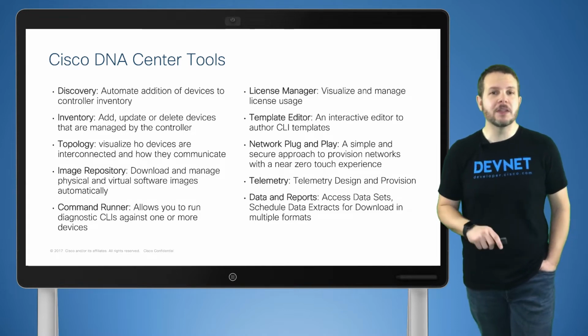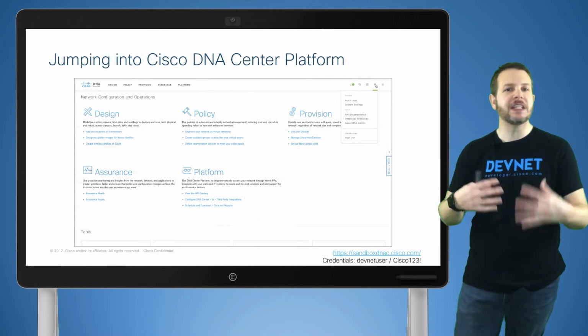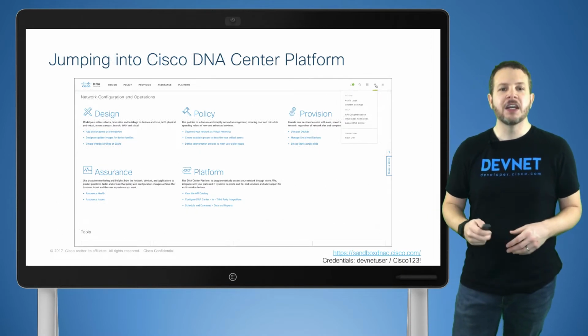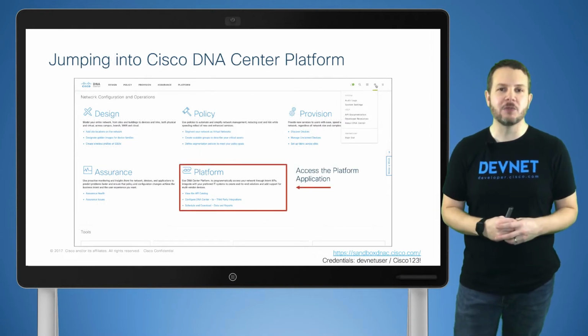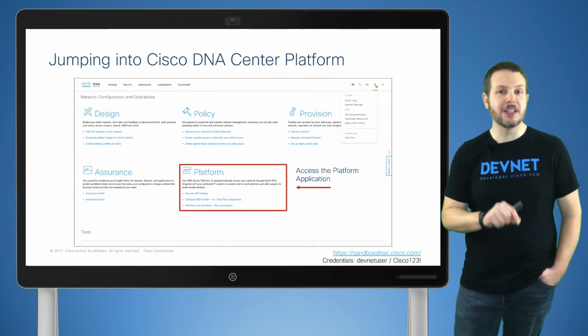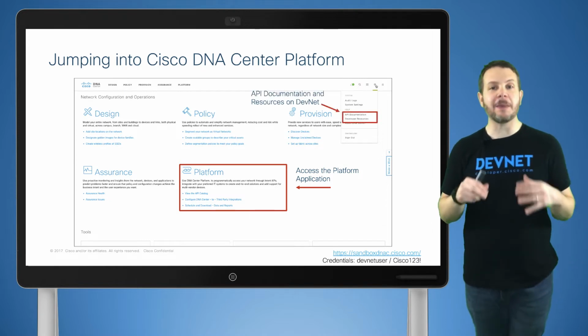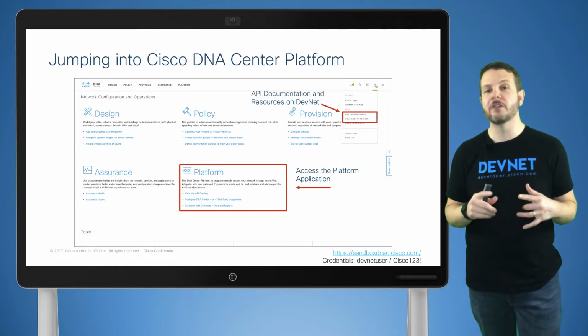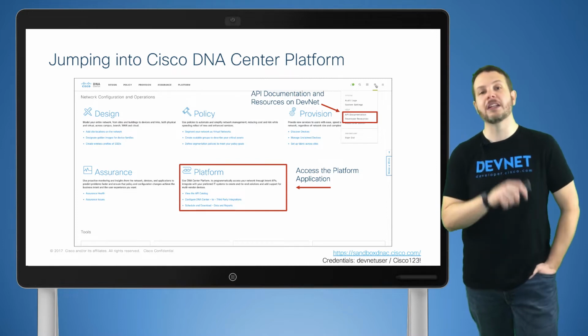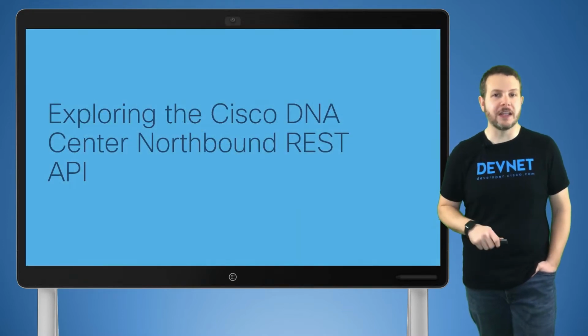Now, the reason I bring this up is the applications and the tools, that's what's made available through DNA Center Platform. We can see inside of that application, we've got links to jump into the API catalog, to look at the integrations, the adapters. You can also, right from the menu, jump into the API documentation and resources available up on DevNet directly from the GUI. Now let's look at the northbound REST API.